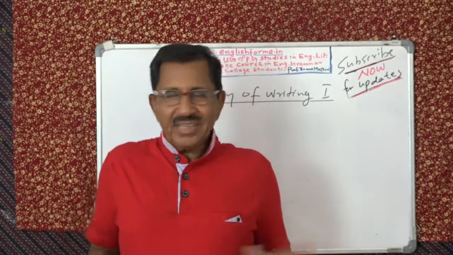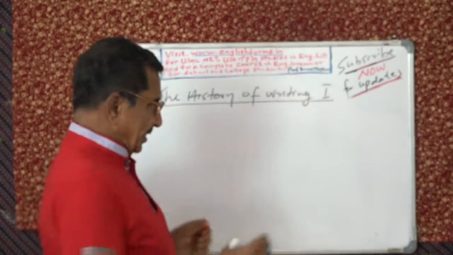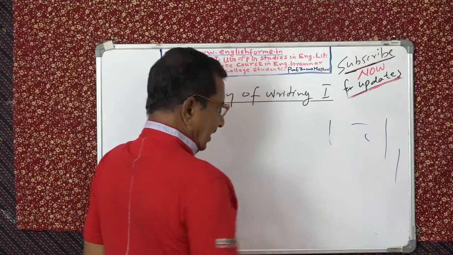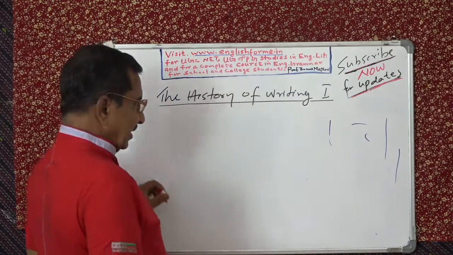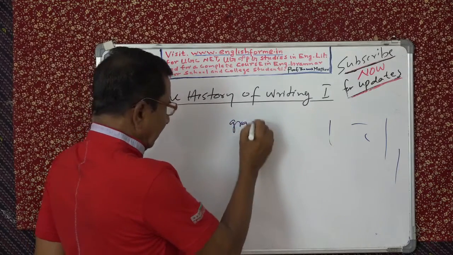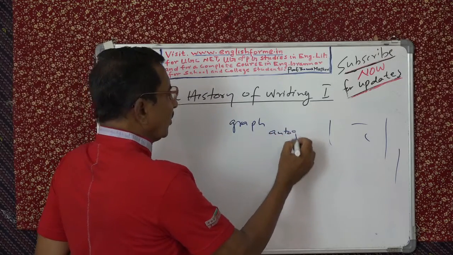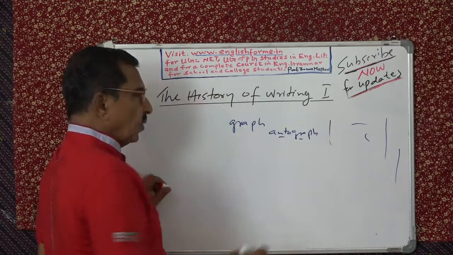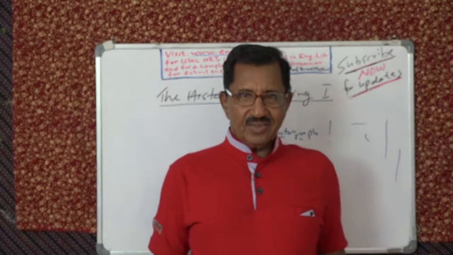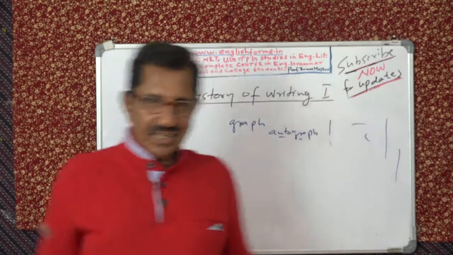So first of all, what is writing? Writing is a system of graphic marks. Some marks like this. This is writing, right? Graphic marks. Graph means writing, written marks. Graph, autograph, you know autograph. Auto means self, like auto rickshaw, self-moving. So autograph, self-writing. So graph means writing.